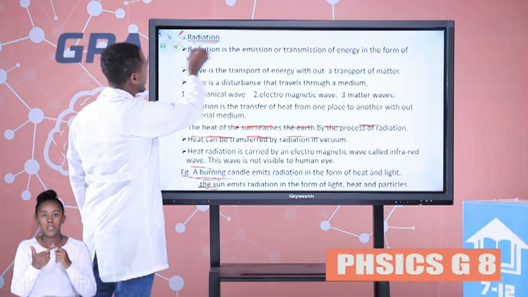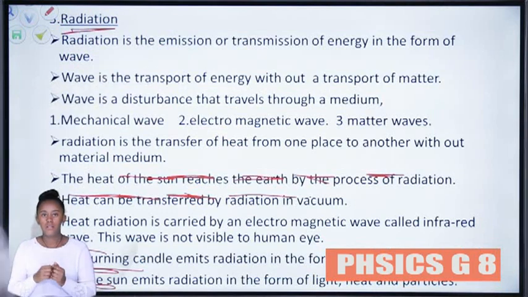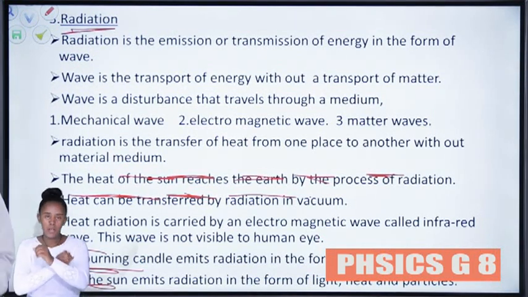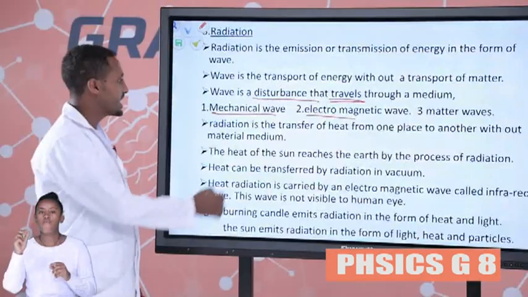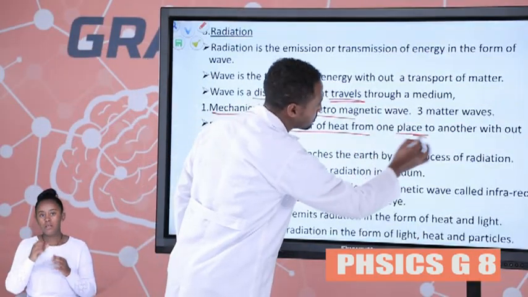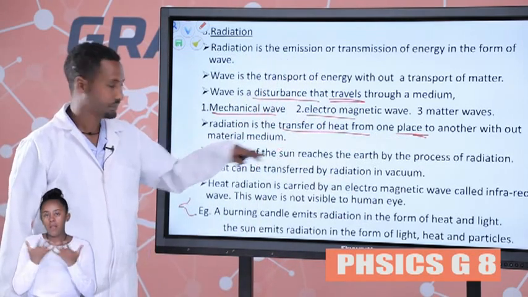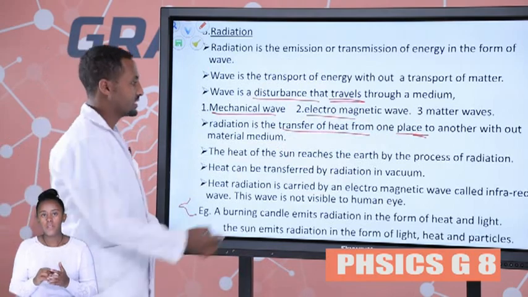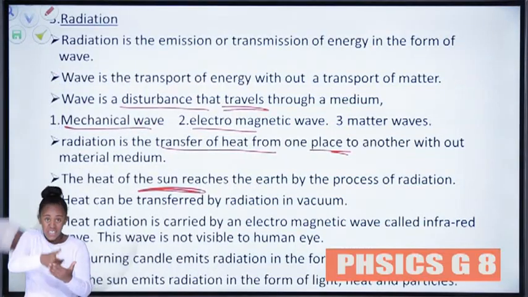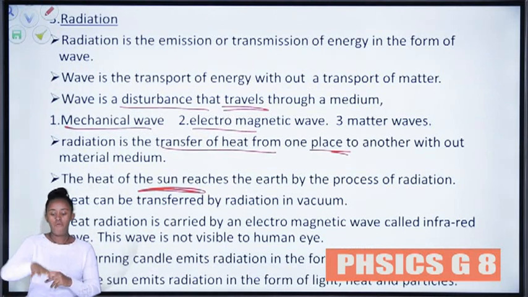The third is radiation. Radiation is the emission or transmission of energy in the form of waves. Radiation is the transfer of heat from one place to another without a material medium. The heat of the sun reaching the earth by the process of radiation is an example of radiation.